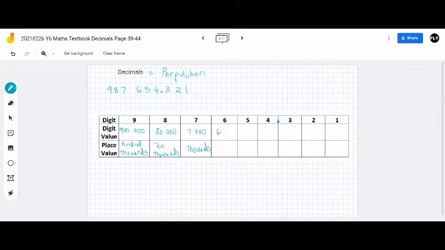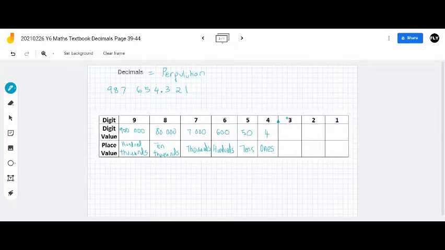Next, 6. 6 is 600. This is the digit value. What about the place value? The place value is hundreds. 5. 5 is 50. 50 is tens with an S. 4. 4 is just 4. What is the place value of 4? The place value of 4 is ones.